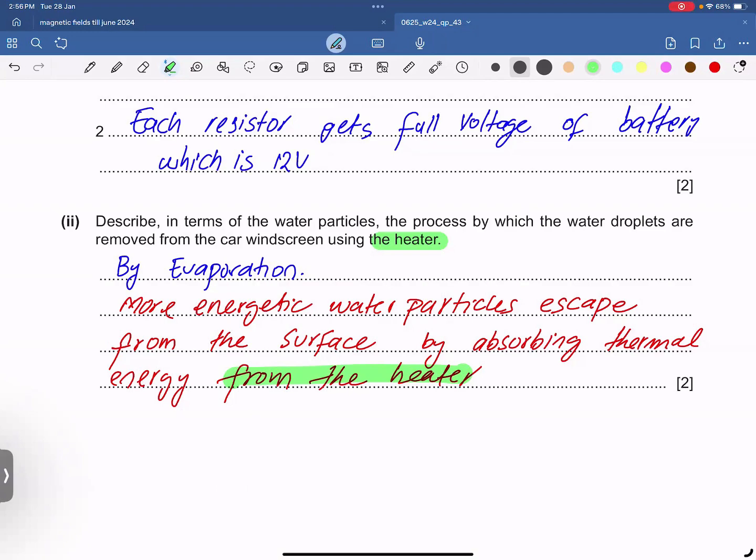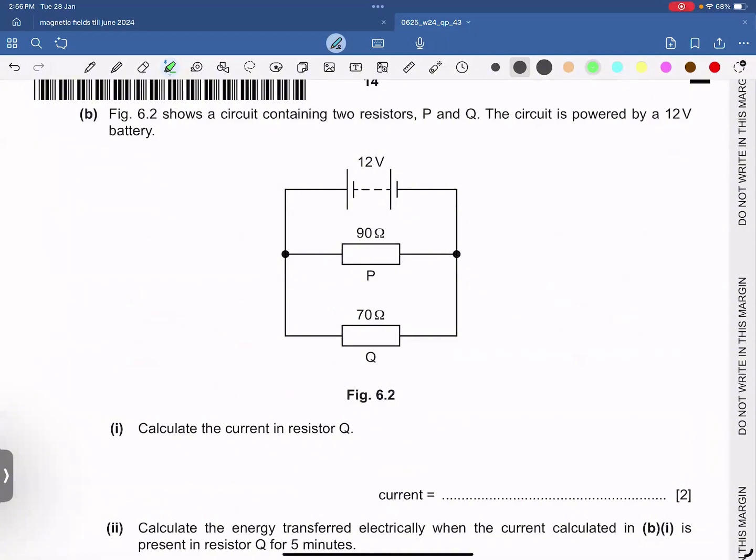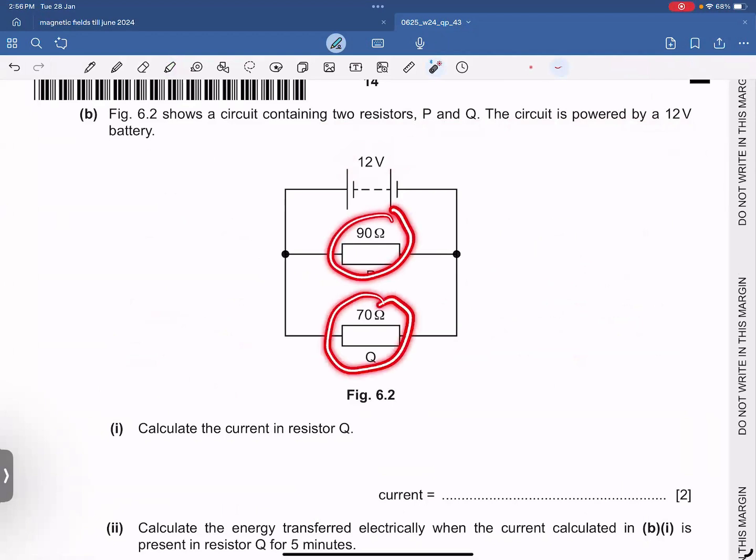Part B. The figure shows a circuit with two resistors P and Q. The circuit is powered by 12 volts. So here is the 12 volt battery or EMF. P is 90 ohms and Q is 70 ohms. You want to calculate the current in Q.